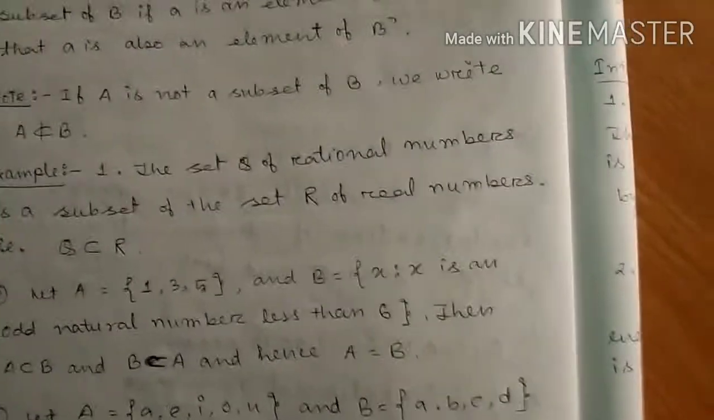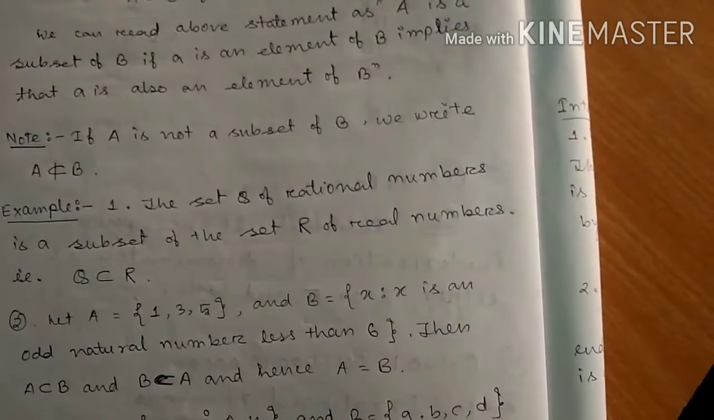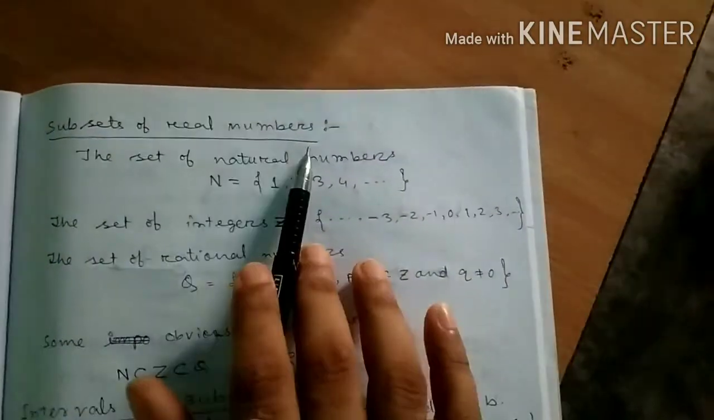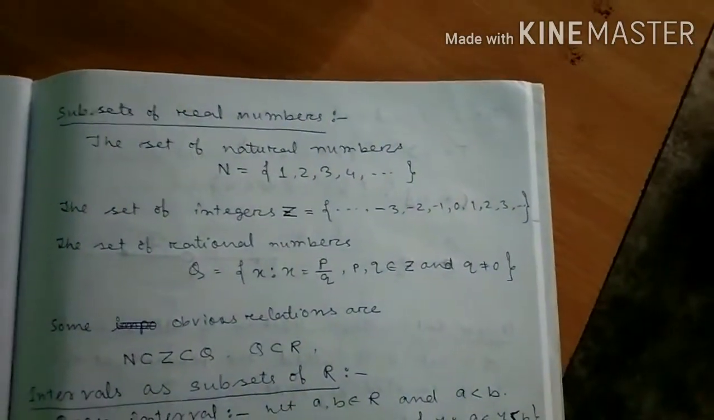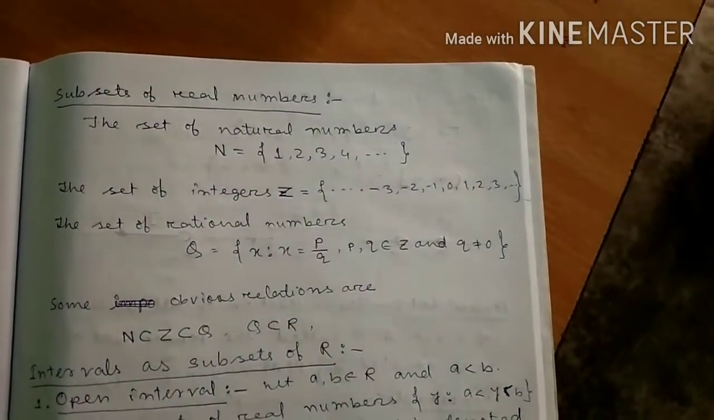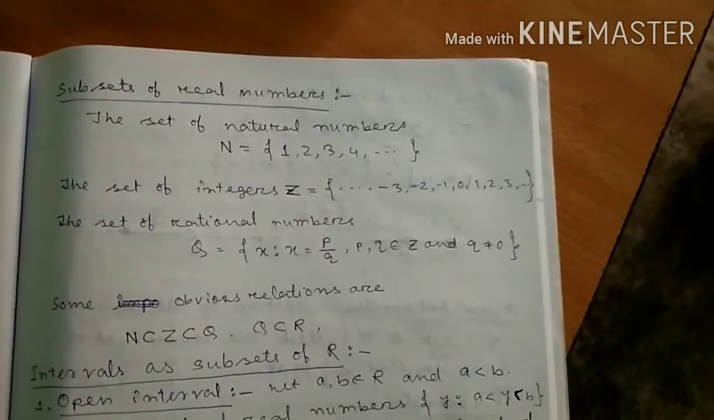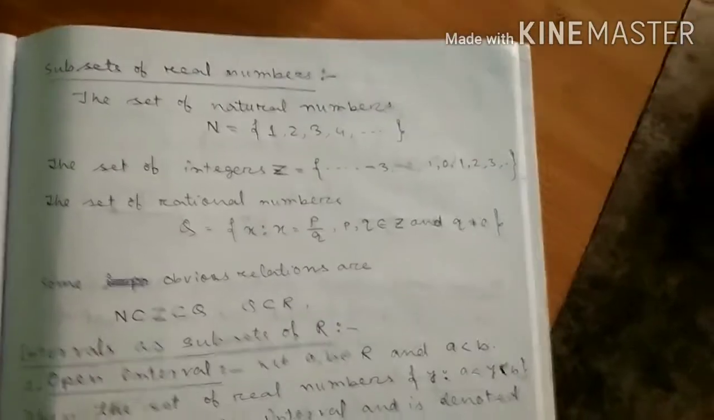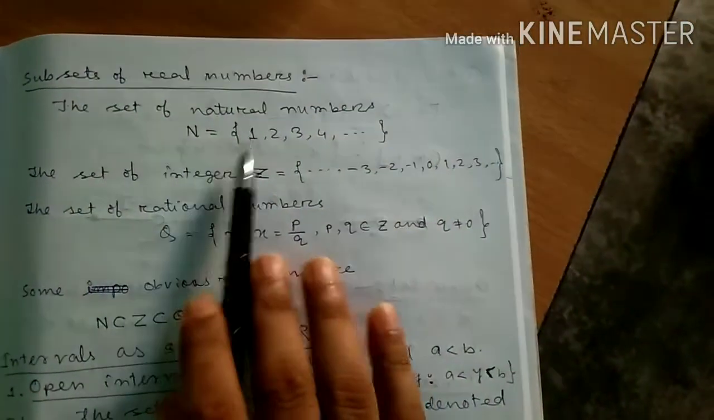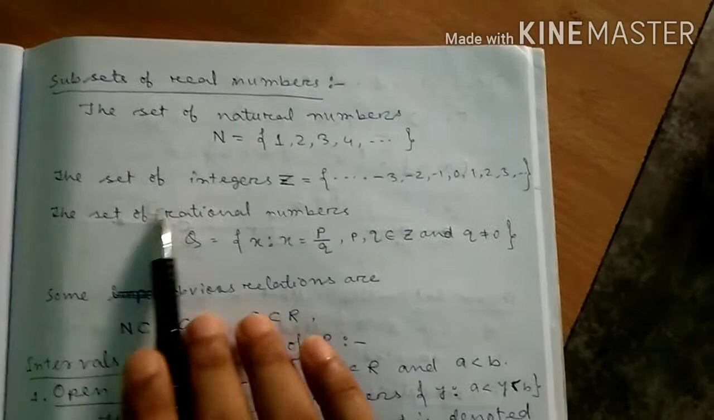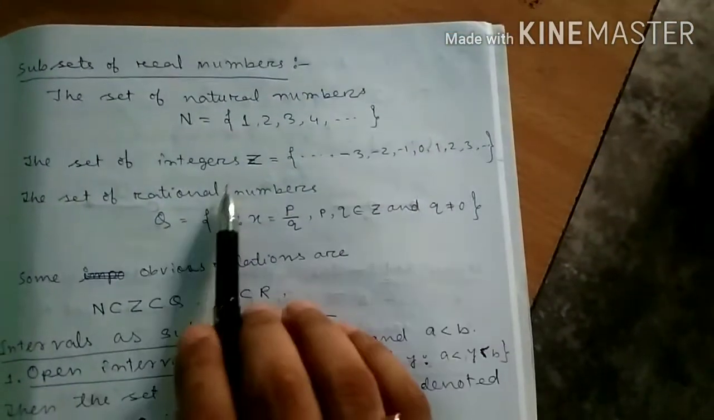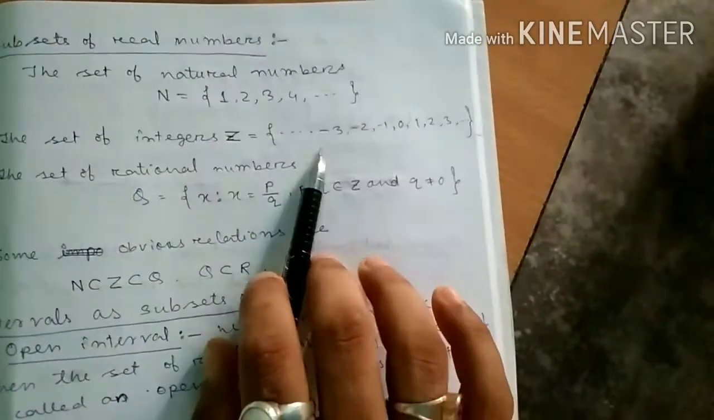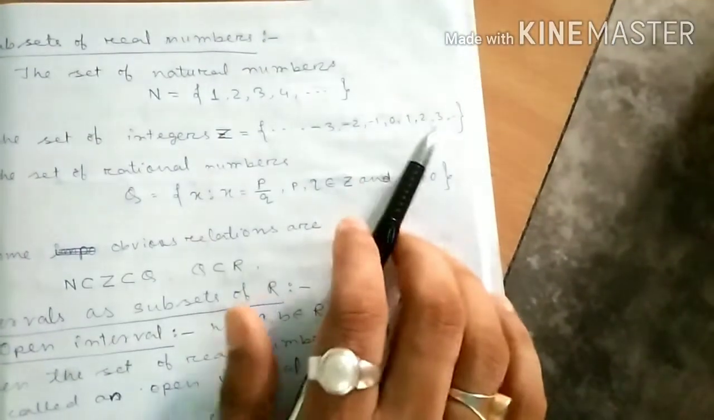Okay, so now another topic we will discuss. Next, subsets of real numbers. Actually, all sets, suppose natural numbers, integers, rational, irrational, all are subsets of real numbers. So we know the natural numbers are 1, 2, 3, 4, 5. The set of integers goes to the left-hand side up to minus infinity: minus 3, minus 2, minus 1, 0, 1, 2, 3, up to infinity.